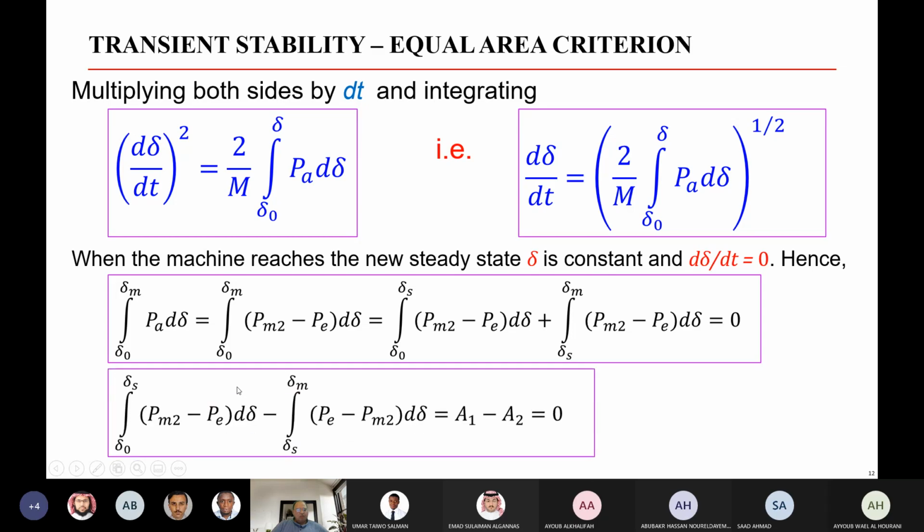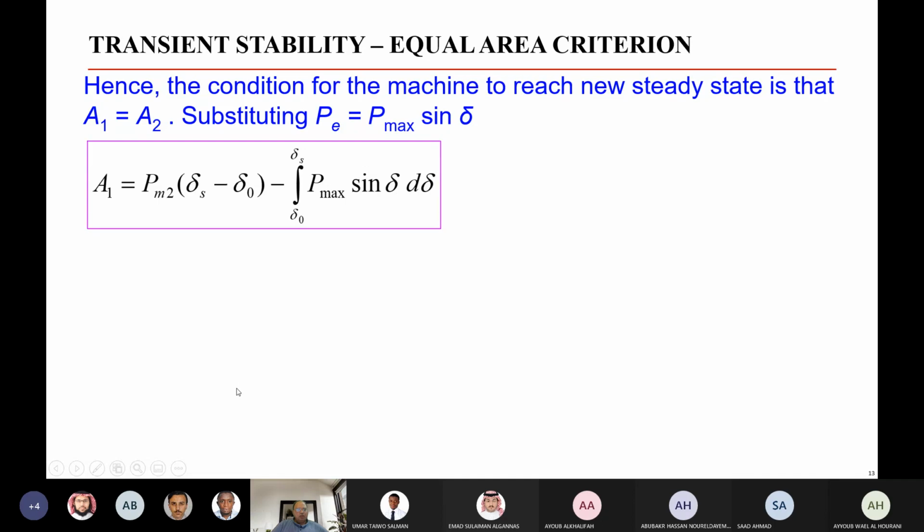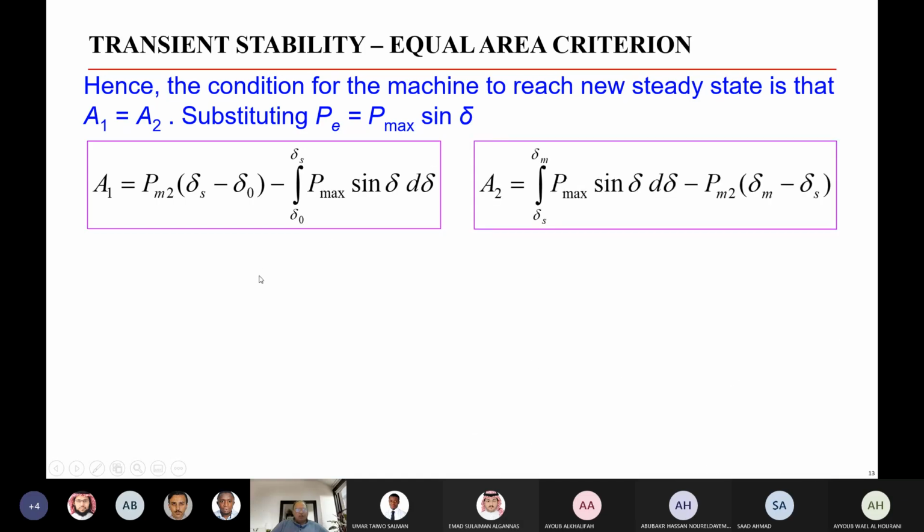So we will end up with A1 equal to A2, and this is A1, which is a rectangular area, which is Pm2 times this, minus the area under the curve from delta 0 to delta S. So this is A1, the acceleration area. And this is the deceleration area: the area under the curve from delta S to delta M, this is the electrical power, minus the rectangular area of P mechanical 2 times delta M minus delta S.